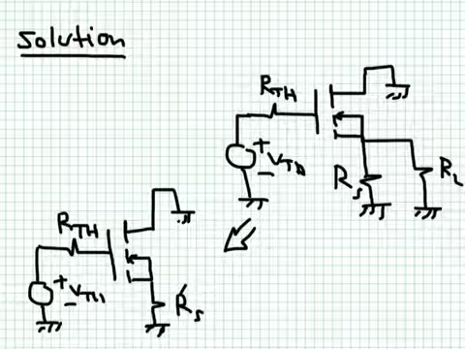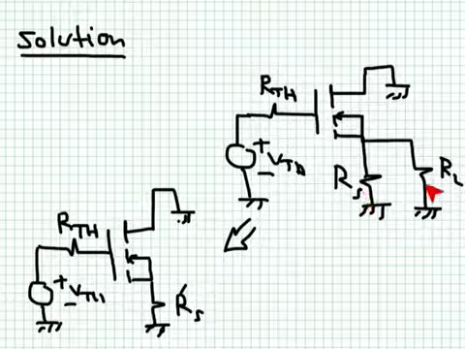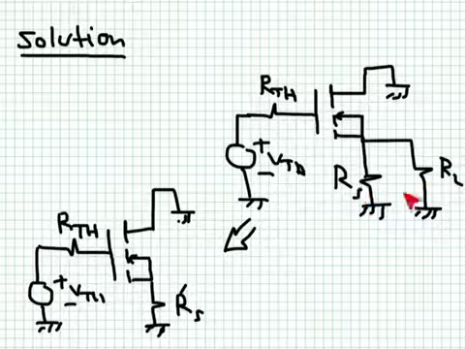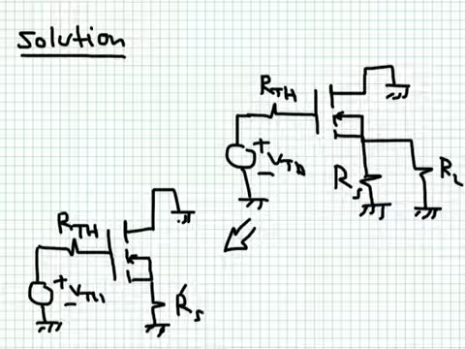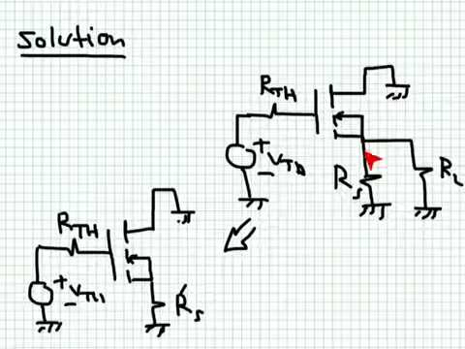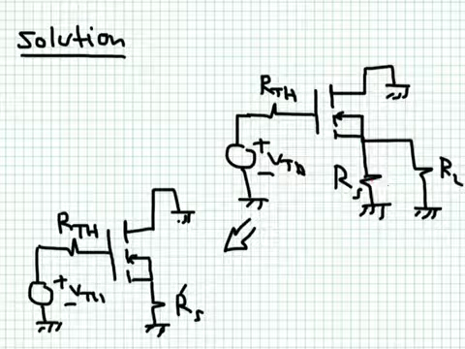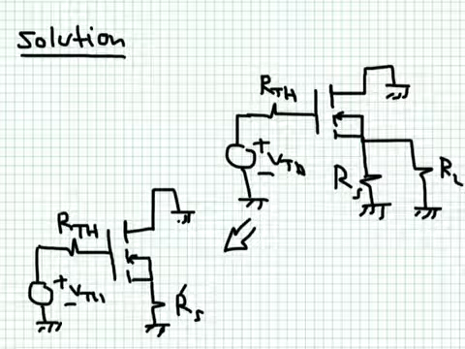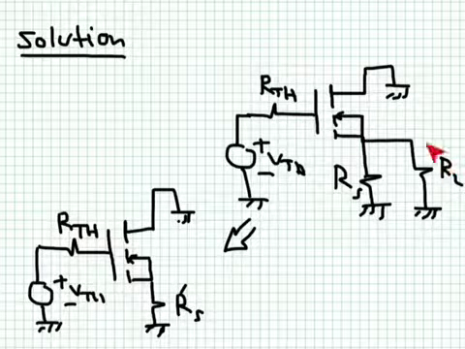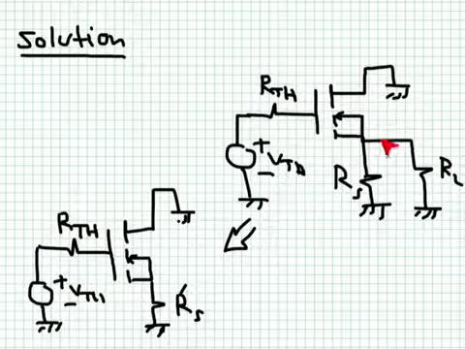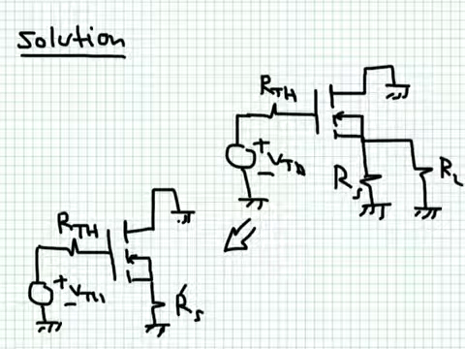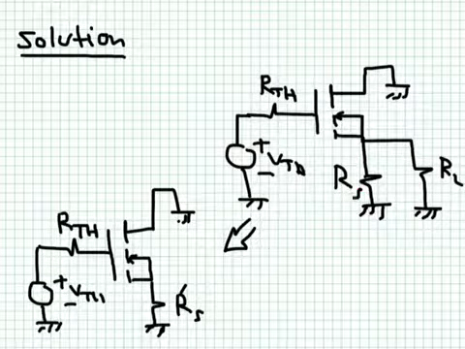So we simplify things. We replace RS by RO in parallel with RL by RS dash, because this is the equivalent resistance seen connected between the source and ground. So in any similar problem, you have to find the equivalent resistance. Sometimes you don't have RS, you have only RL, but keep in mind it is whatever is connected to the source.